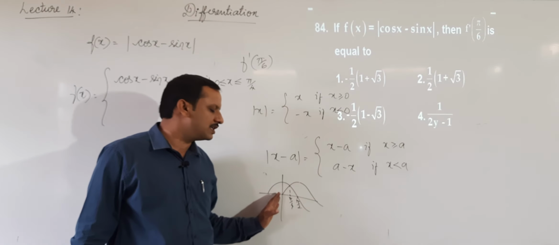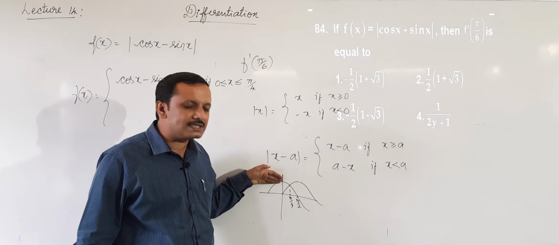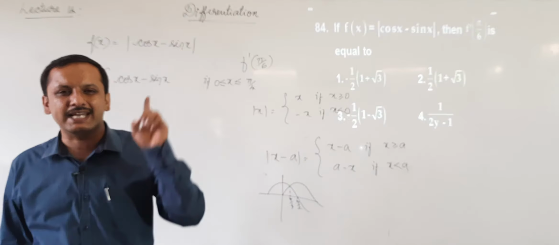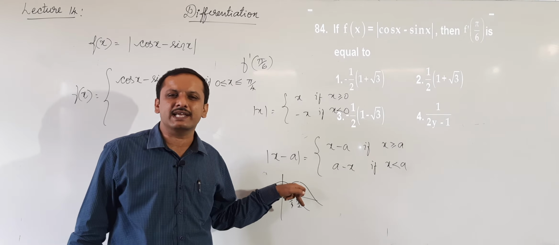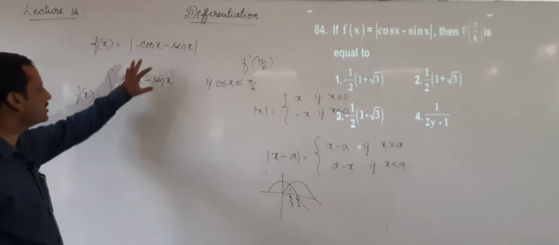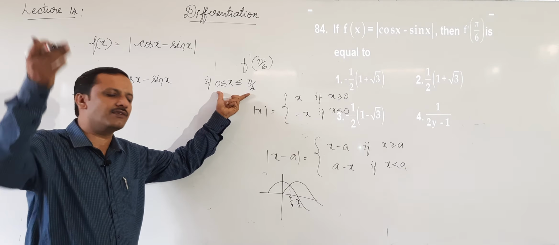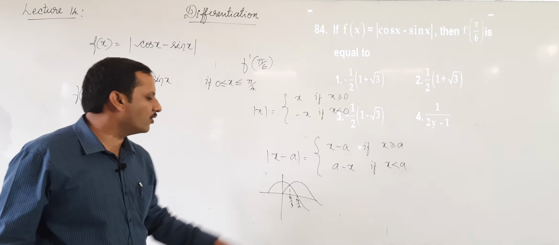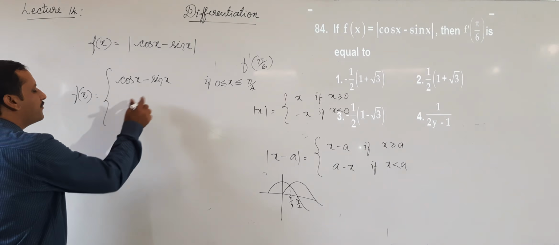At pi by 2, sin is greater than cos, because sin pi by 2 is 1 and cos pi by 2 is 0. From 0 to pi by 4, cos x is greater than sin x. From pi by 4 to pi by 2, sin x is greater than cos x. Right? That you know. So cos x minus sin x will be positive in the first interval, and from pi by 4 to pi by 2, cos x minus sin x will be negative. So this will be minus of cos x minus sin x.